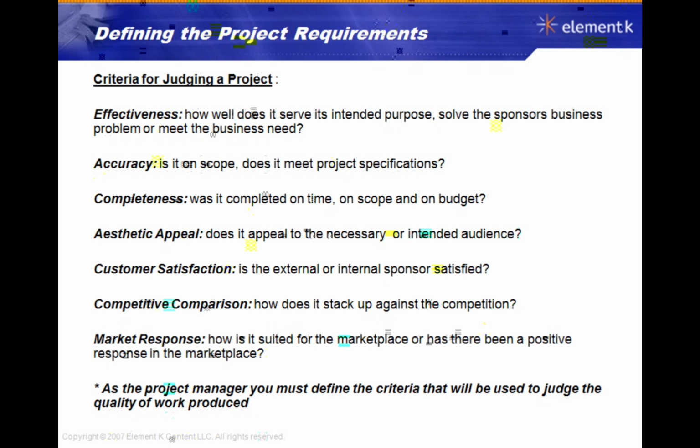So maybe not every single one of these is going to be used as criteria, but you might use most things like effectiveness, accuracy, completeness, and customer satisfaction, and maybe even competitive comparison. Market response, aesthetic appeal, just depends on what you're actually producing. Overall, the end-all be-all is that the project manager must define the criteria that will be used to judge the quality of the work produced. That's the most important part.